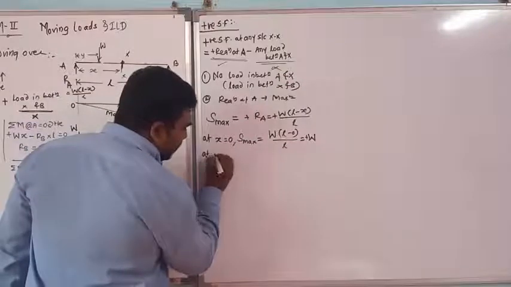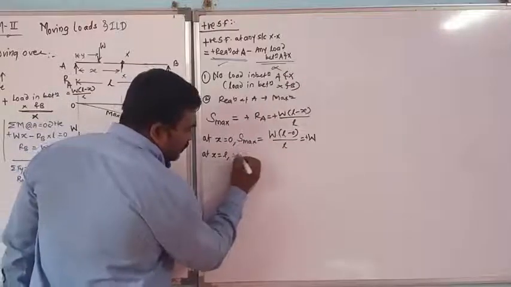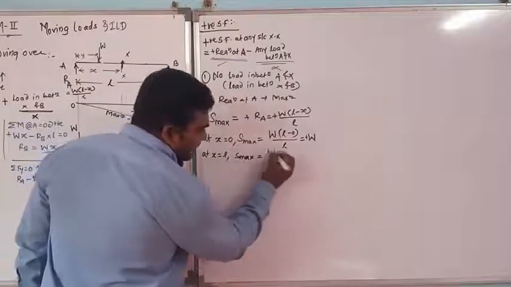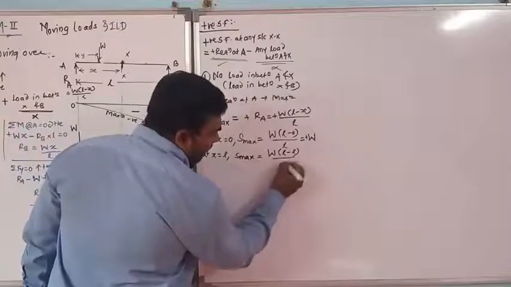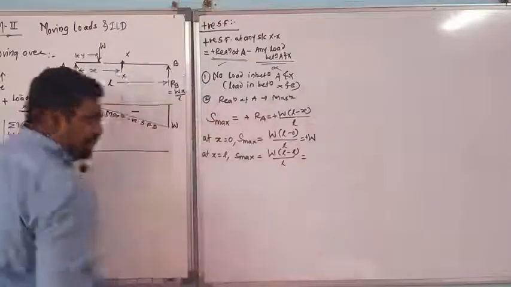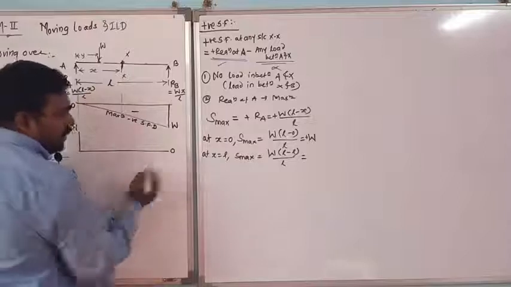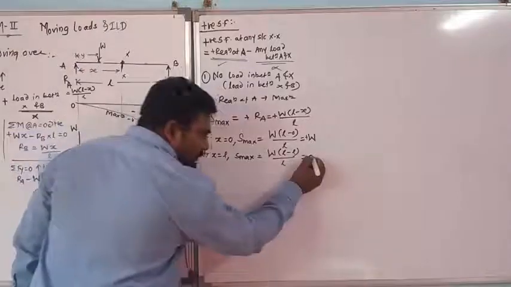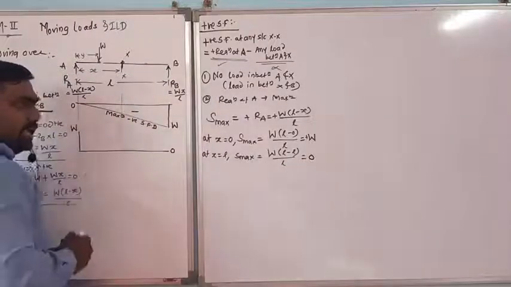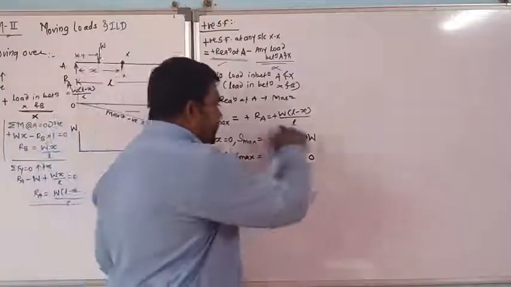And at x is equal to L, what is your positive shear force S max? Then that is W into (L minus L) divided by L. So L minus L is 0, hence 0 into anything becomes 0. So how to join this again? Once again we are going to check this equation.